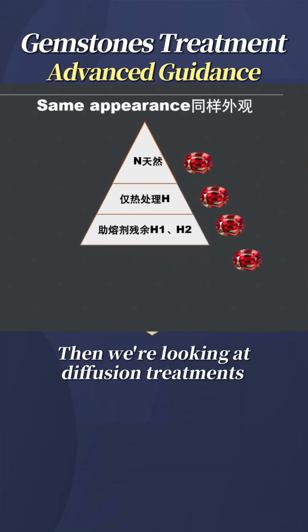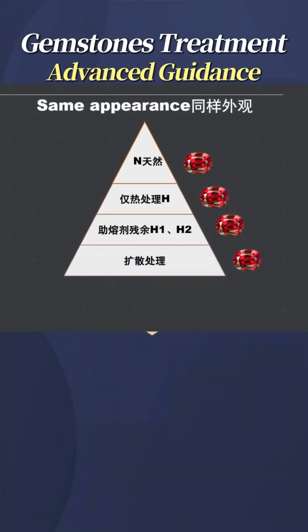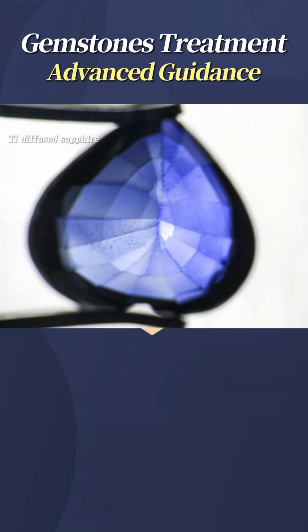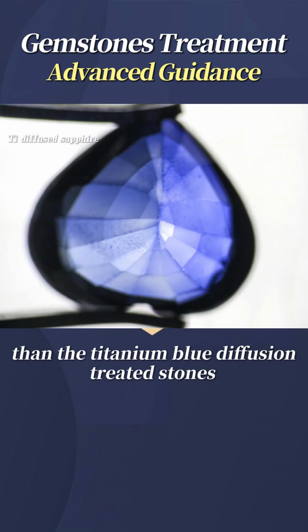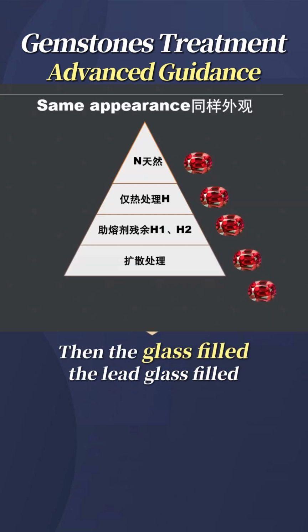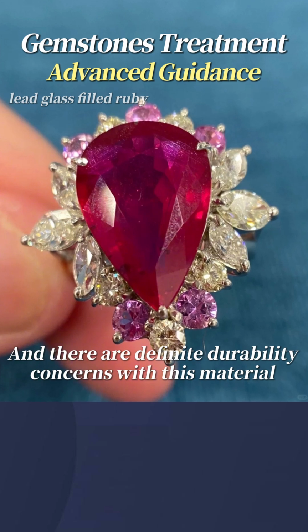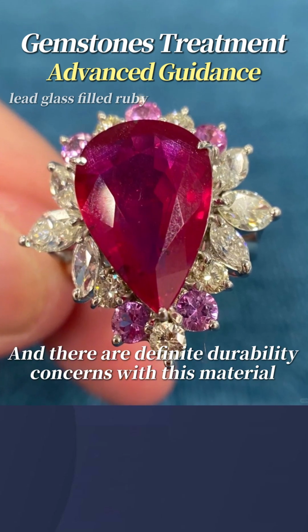Then we're looking at diffusion treatments. And even here we have a tier. The beryllium diffusion treated stones generally go more for than the titanium blue diffusion treated stones. Then the glass fill, the lead glass fill. This is at the bottom of the value pyramid, and there are definite durability concerns with this material.